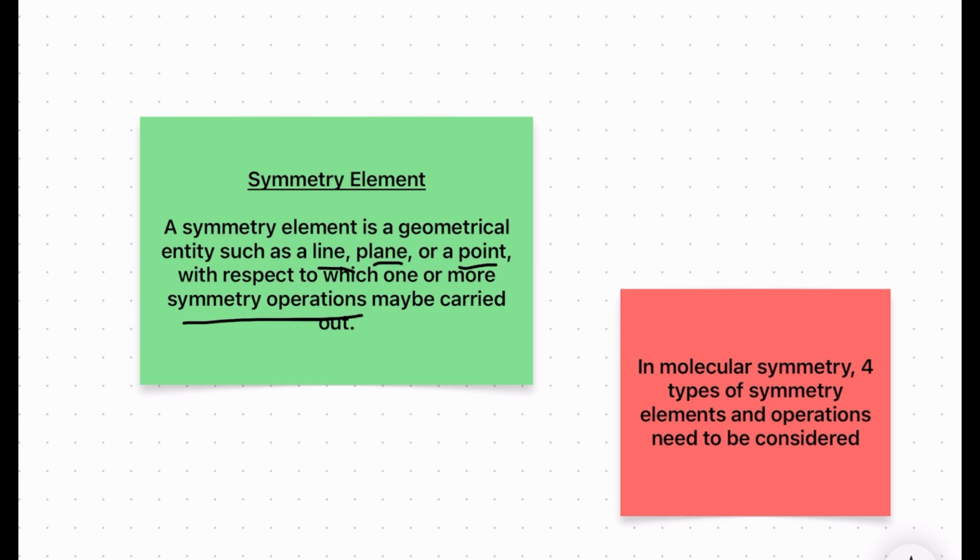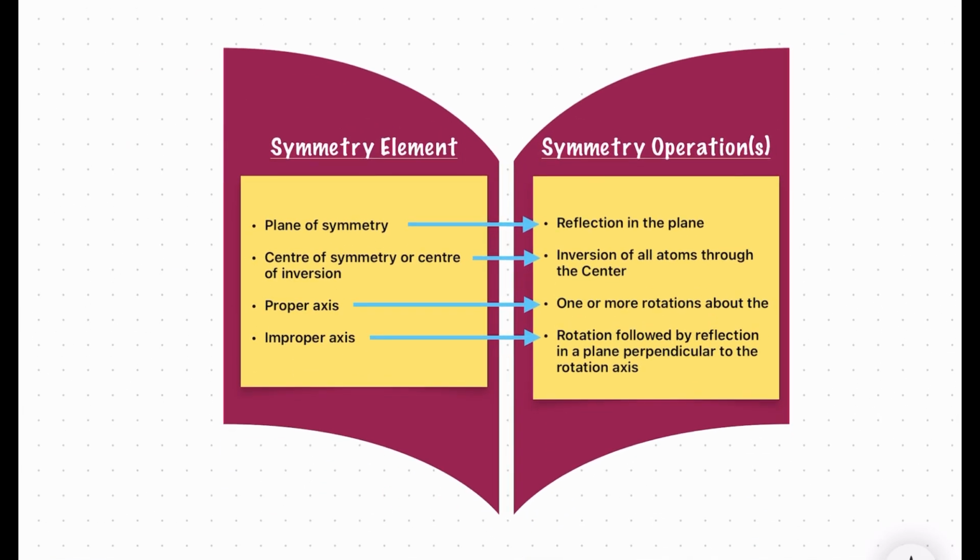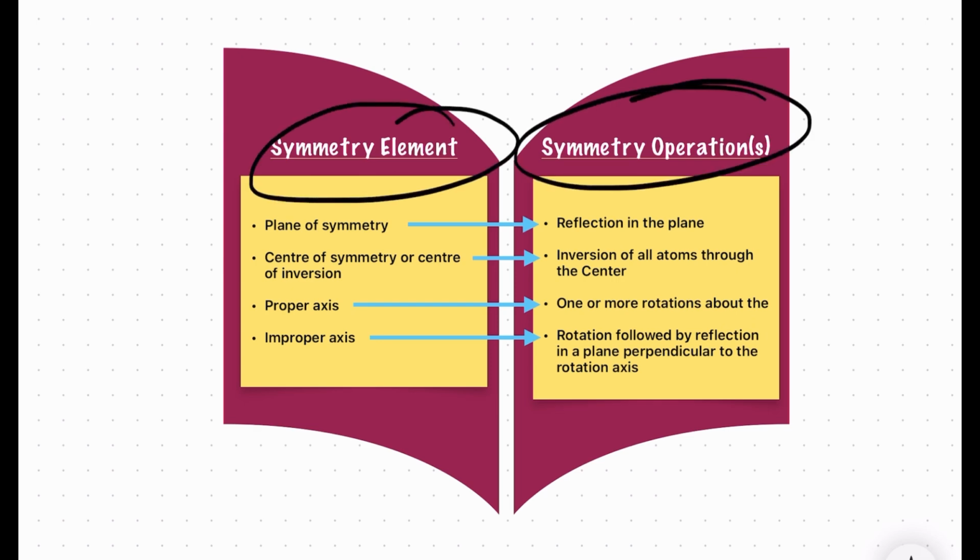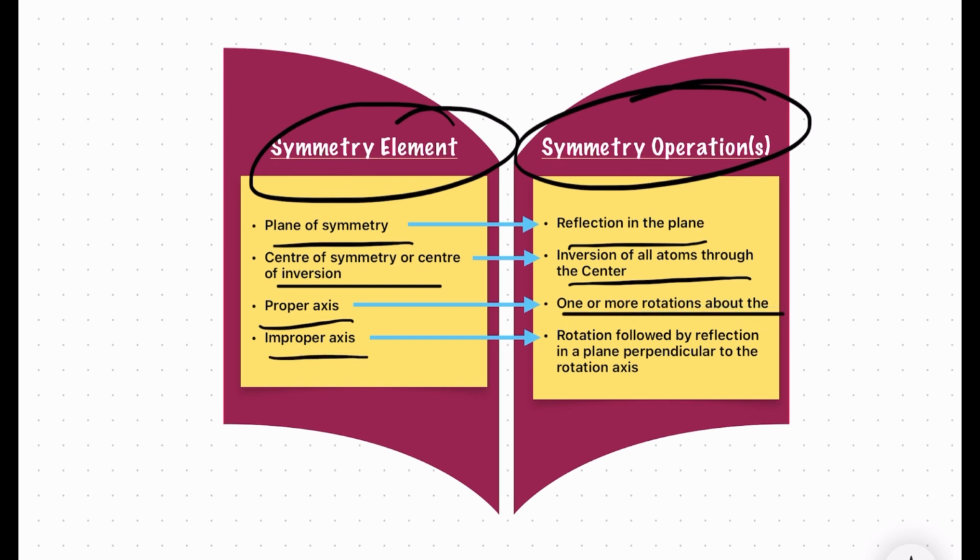In molecular symmetry, 4 types of symmetry operations and elements need to be considered. Let's see what are those. So, symmetry elements and their corresponding operations. Plane of symmetry: reflection in the plane. Center of symmetry or center of inversion: inversion of all atoms through the center. Proper axis: one or more rotations about the axis. Improper axis: rotation followed by reflection in a plane perpendicular to the rotation axis.